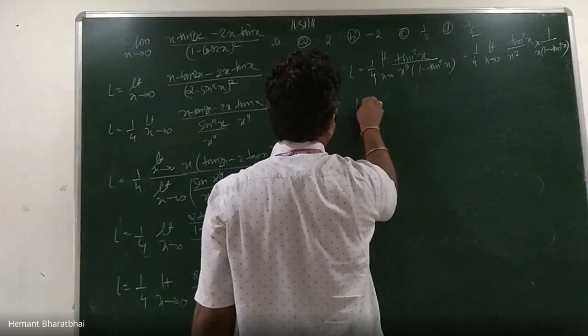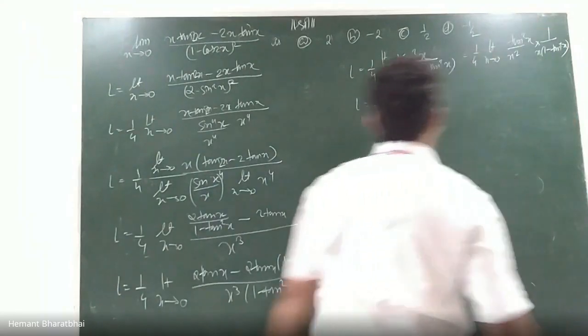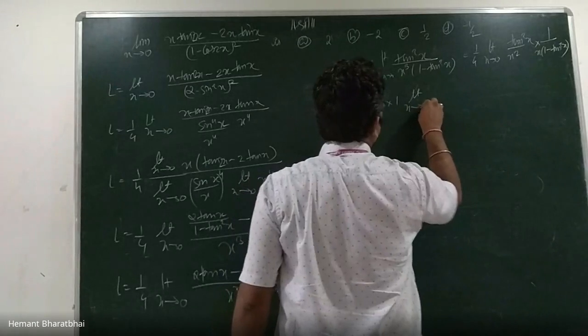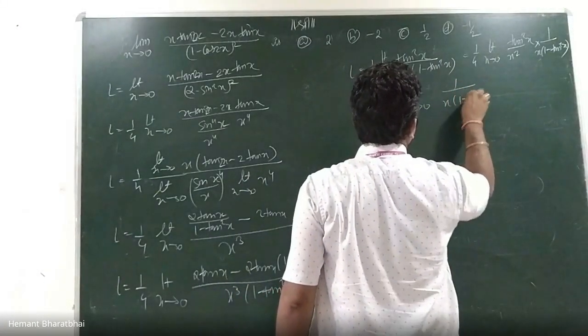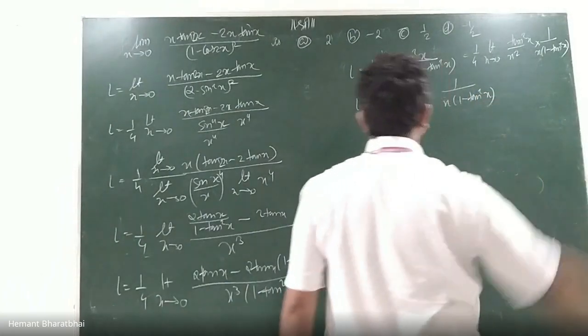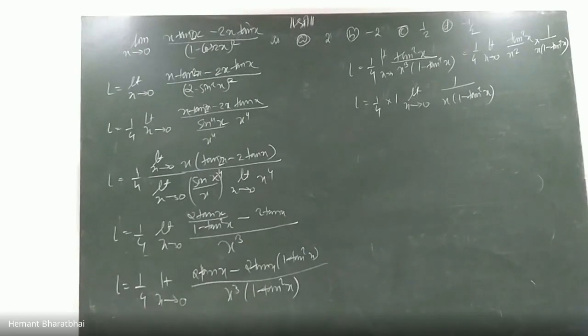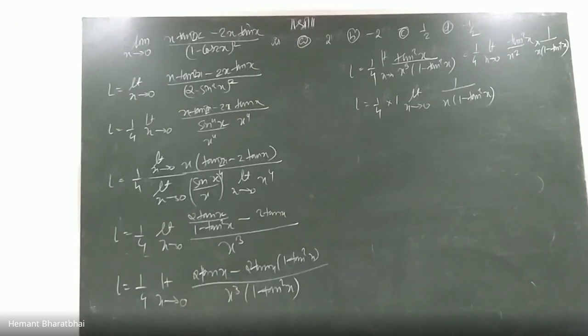So I get L is equal to 1 by 4 when I apply the limit over here. Tan of x by x is 1. So this will become 1 into limit of x tends to 0, 1 upon x into 1 minus tan square x. Okay, hope till here it's fine. Have I missed something? Yes, I made a mistake.